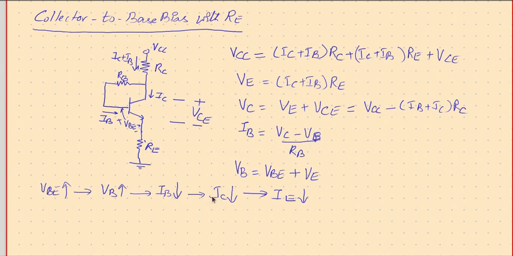Base current reduced, collector current reduced. Therefore, the emitter current, which is the sum of collector current and base current, since both are reducing, will definitely reduce. And if emitter current reduces, then definitely VE gets reduced. And when VE gets reduced, VB gets reduced.